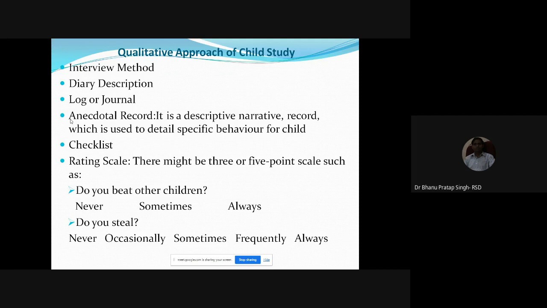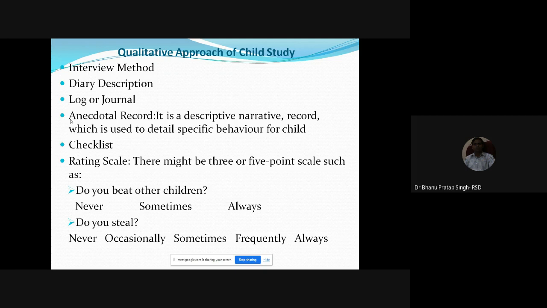Further, there are scales, known as rating scales. And rating scales are of two types: 3-point scale and 5-point scale. It is not quantitative, it is qualitative.